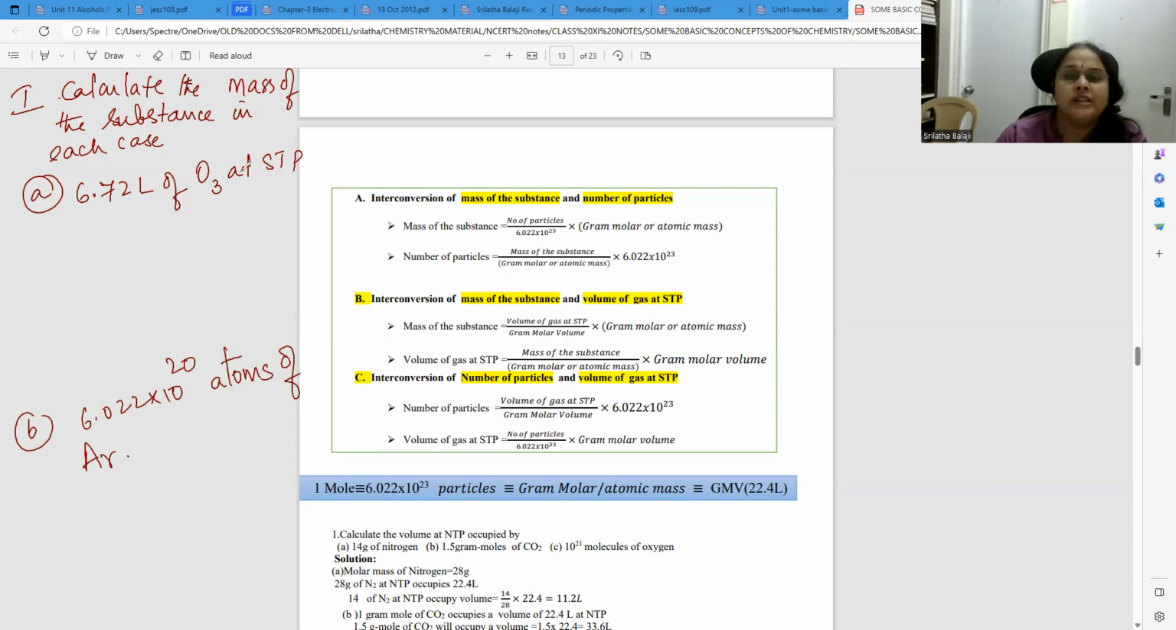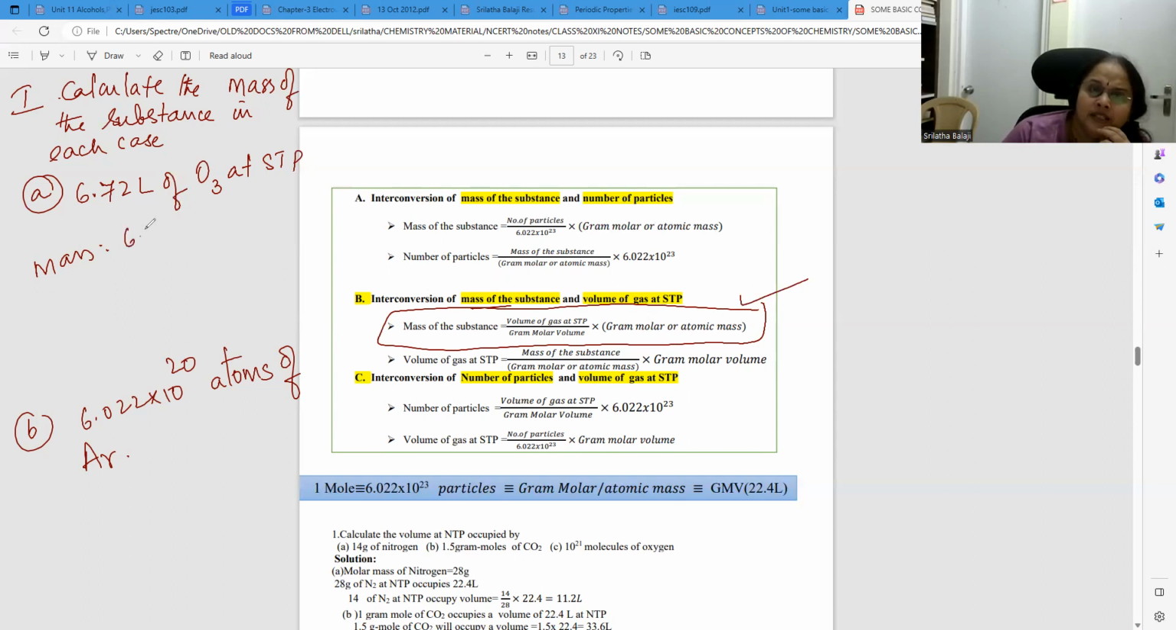So 6.72 liters of ozone at STP. Which formula? What will be the mass of the substance from volume? Can you see? So what do you get? You divide by gram molar volume and multiply by gram atomic or molar mass. Can you see that? Is it clear? Are you getting the formula here? Yes, ma'am.